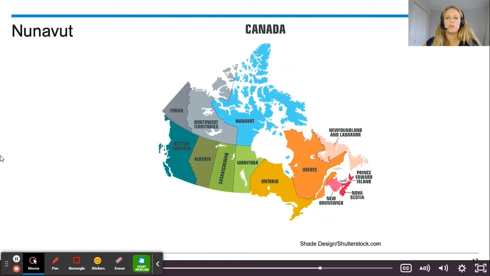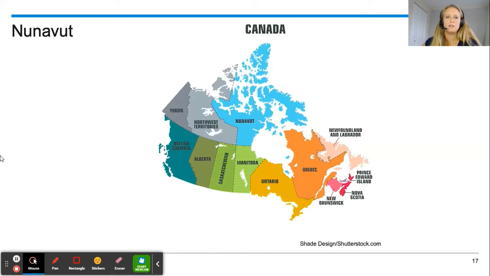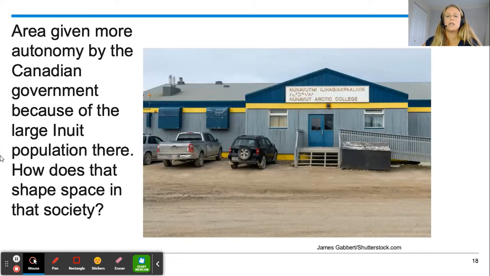Let's look at one more indigenous group example. There's an area in Canada, this light blue area on the map called Nunavut. This area is very interesting because the Canadian government in 1999 gave this area more autonomy, and that was due to the large Inuit population there. So how does this shape space in the society? This has actually been able to grow the Inuit population. They feel honored and protected by their government.